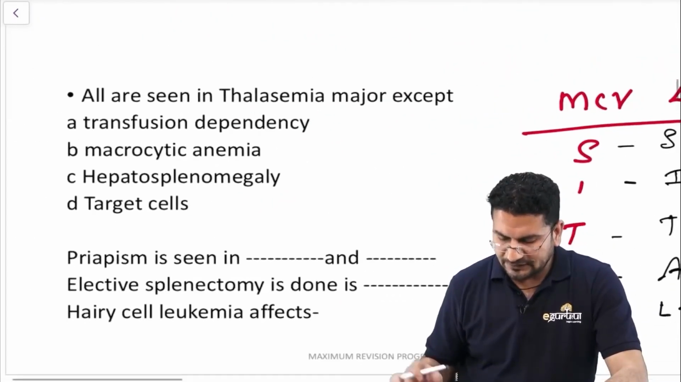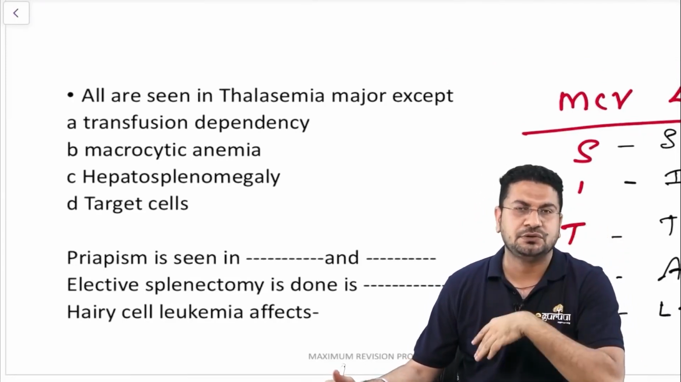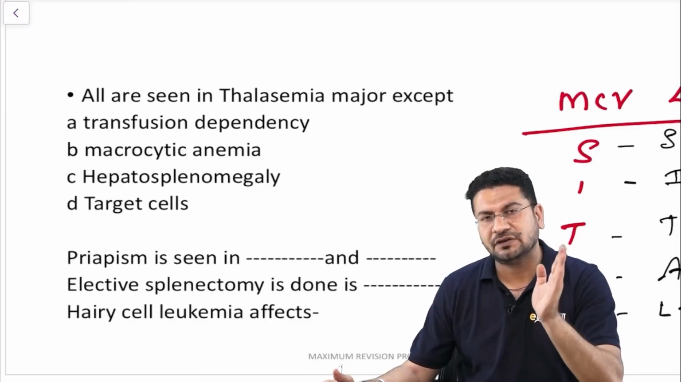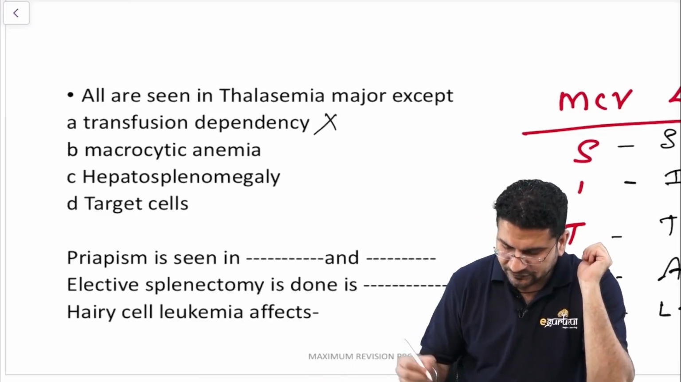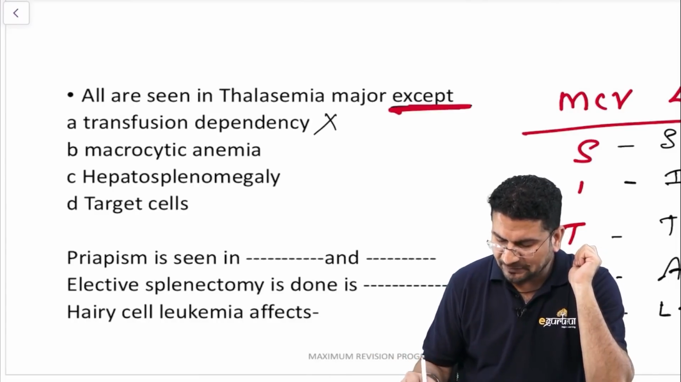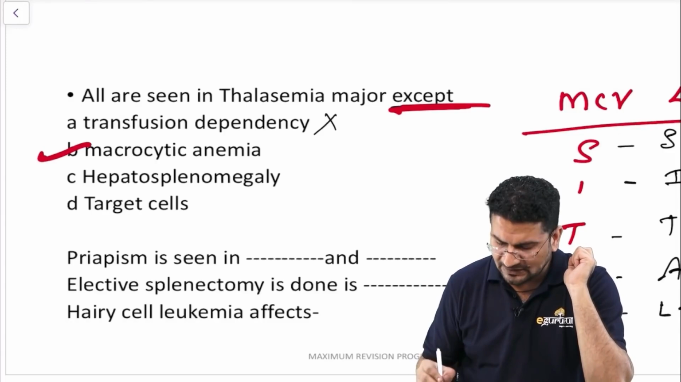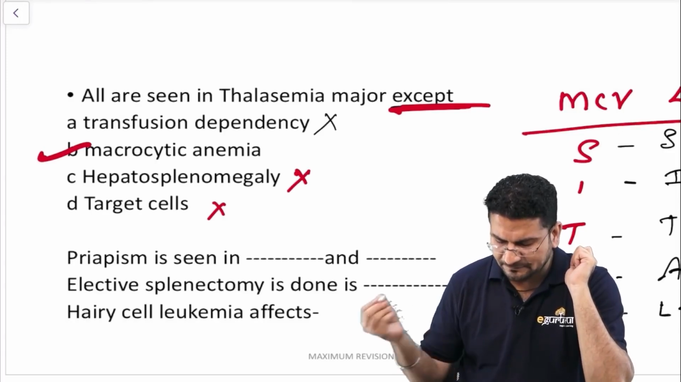So if I say thalassemia major is also called Cooley's anemia, this is transfusion dependent. Yes, we need to give transfusion every 1 month or 1 to 3 months. If I say macrocytic, except, students don't miss "except" in the question, it is not macrocytic, it is microcytic. Hepatomegaly can be seen, target cells can be seen.